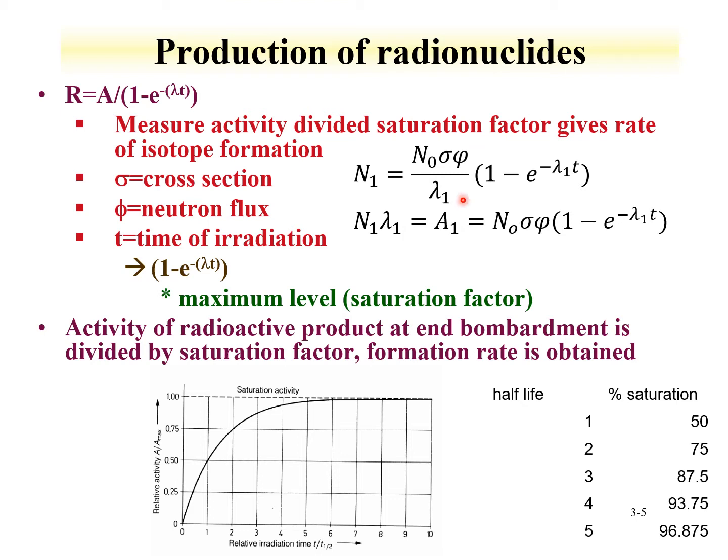And all we need to do is rearrange this equation. The activity of 1 is equal to the initial amount of target times the cross-section times the flux, same equation as we used in the previous page, multiplied by 1 minus e to the minus lambda 1 t. So this is the decay constant of the isotope that you're producing. This term, 1 minus e to the minus lambda t, is called the saturation factor. And it gives you an idea of where you're going to reach a maximum level.